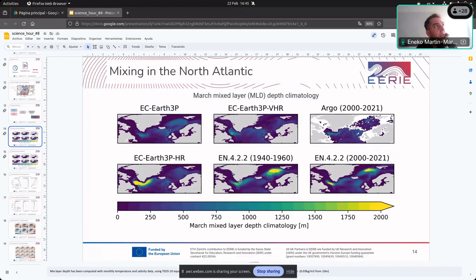So maybe it's true that for a monthly average we should use a lower threshold, but in any case it will be comparable between all of them. But it means that, because you have used the same criteria, your model is too stratified compared with the observation, clearly. So, yeah.